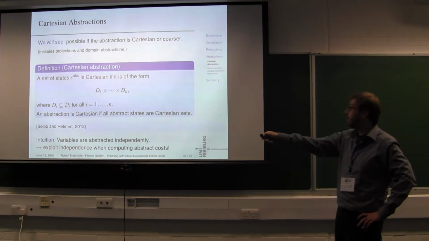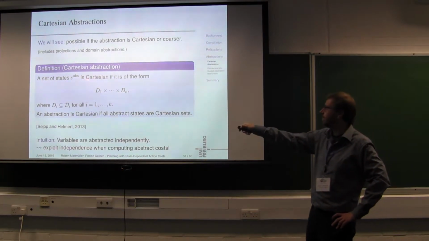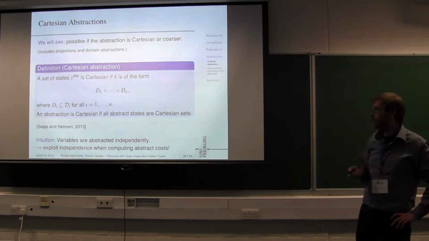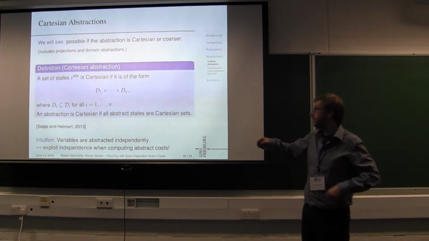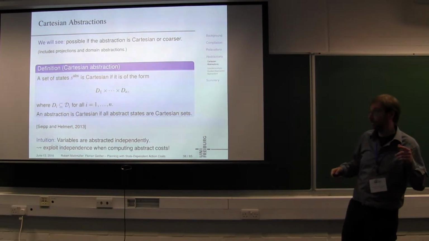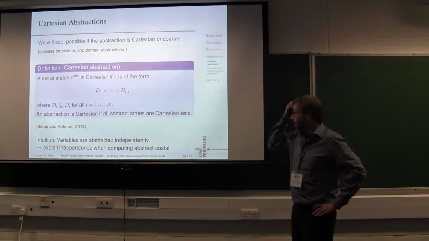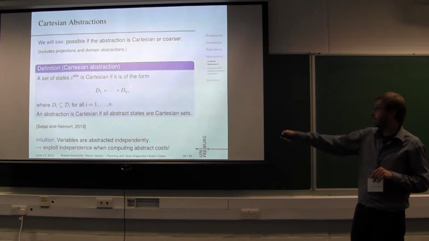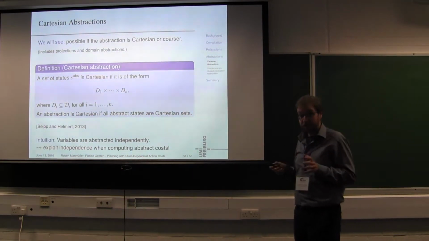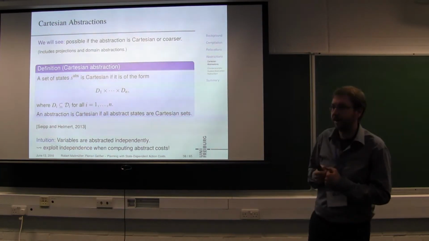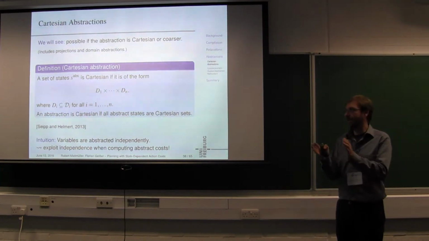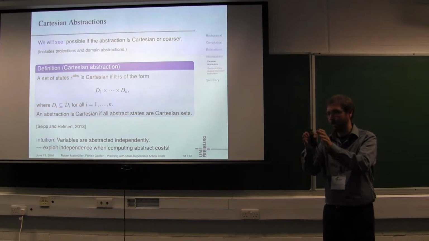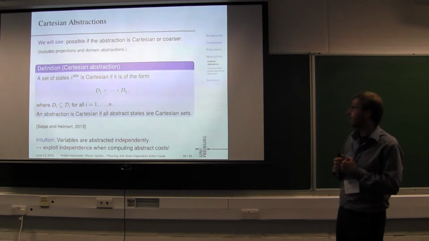Just as a reminder, when is an abstraction Cartesian? A set of states is Cartesian if it can be written in this form as a Cartesian product of domain subsets of all the variables. P1 is a subset of the domain of the first variable, P2 is a subset of the domain of the second variable, and so on. And an abstraction is called Cartesian if all the abstract states in the abstraction are Cartesian sets in this sense. The intuition behind this is that the variables are abstracted independently. So in one abstract state, say, these 5 domain values are known for that variable, these 3 domain values are known for that variable, and so on.